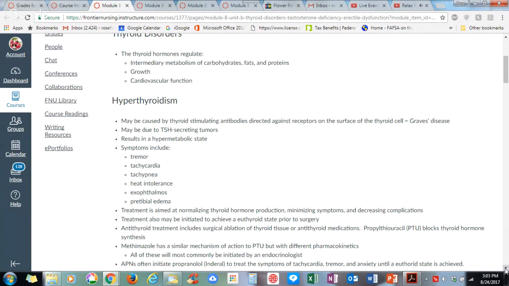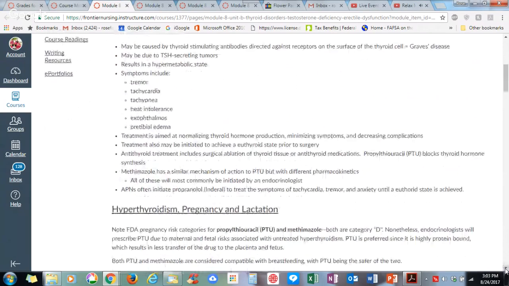Hyperthyroidism may be caused by thyroid-stimulating antibodies directed against receptors at the surface of the thyroid cell, which is called Graves' disease, may be due to TSH-secreting tumors, and results in a hypermetabolic state. Symptoms include tremor, tachycardia, tachypnea, heat intolerance, exophthalmos, pretibial edema.